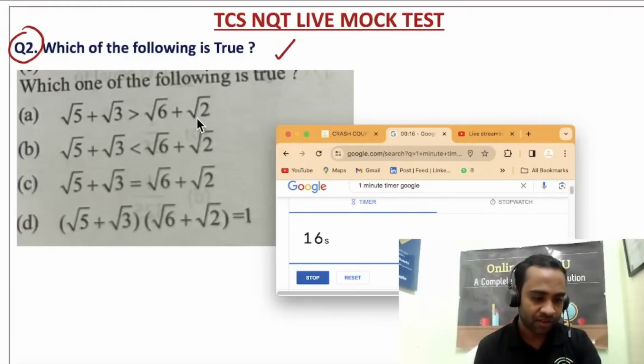Option C. So army lover has mentioned option C is the correct answer, right?